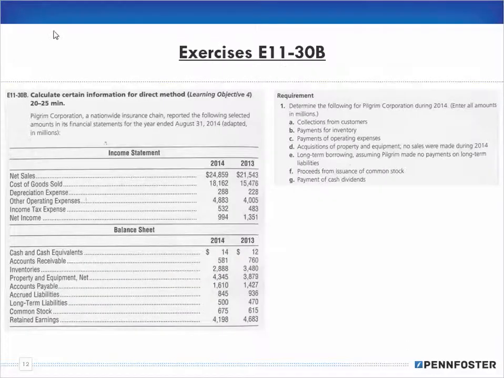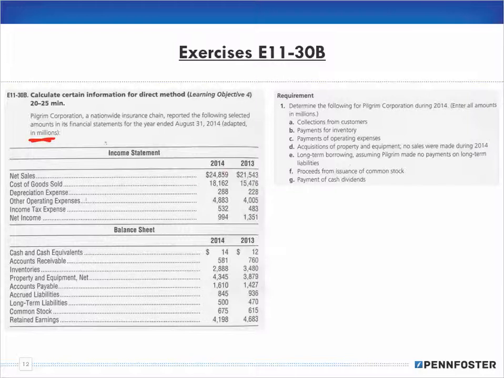Right, exercise 11-30. Calculate certain information for the direct method. Pilgrim Nationwide Insurance reported the following selected amounts in financial statements for August 31st, adapted in millions. So this is in millions.